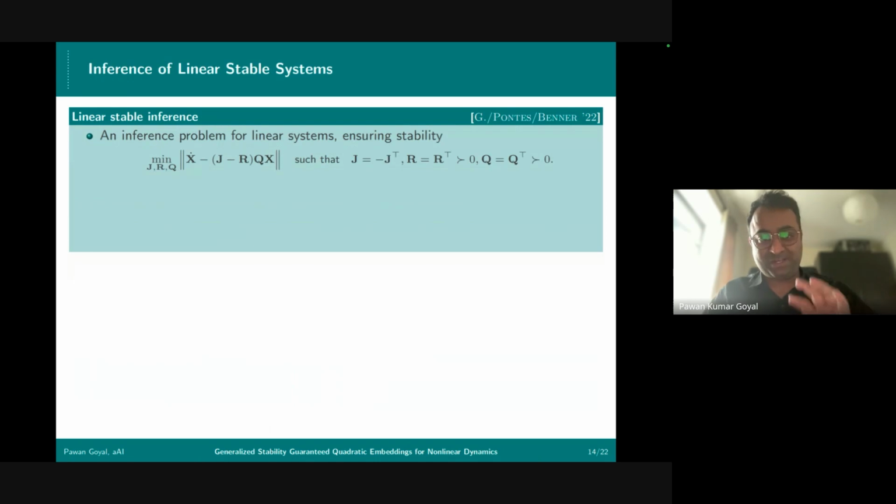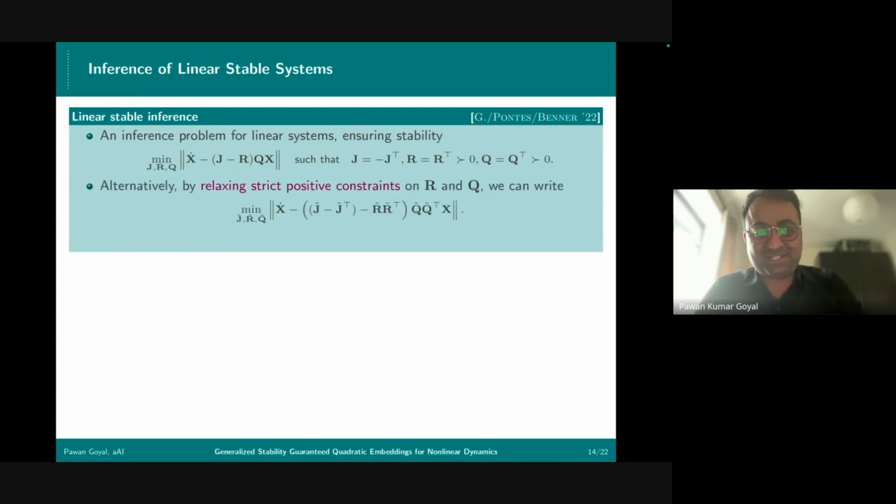That means instead of learning only the A matrix, as in the previous optimization problems, we now have x dot equals (J minus R) times Q times x, but now we impose some constraints on these matrices. If we can solve such an optimization problem, then we guarantee that the linear operator we construct as (J minus R) times Q will be a stable operator.